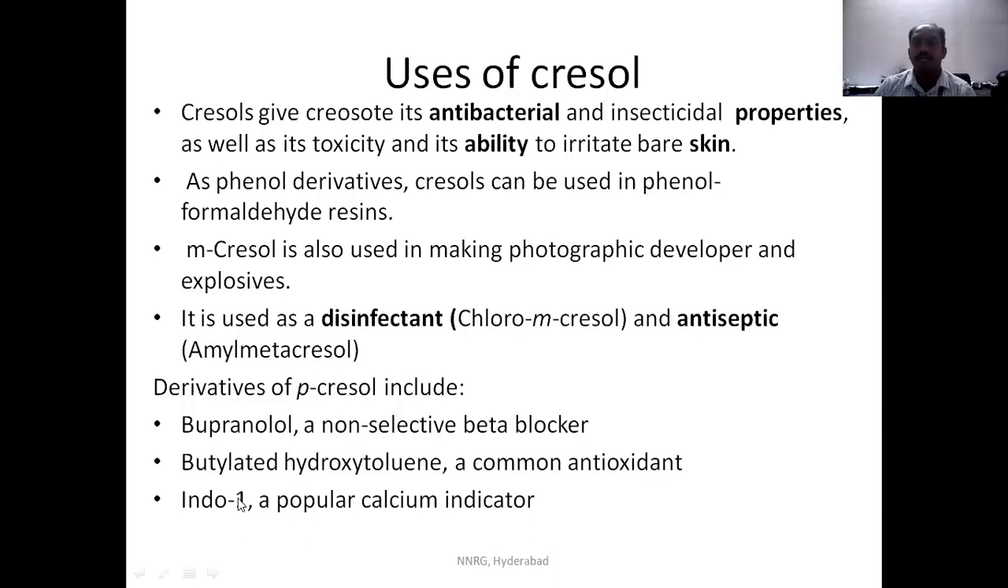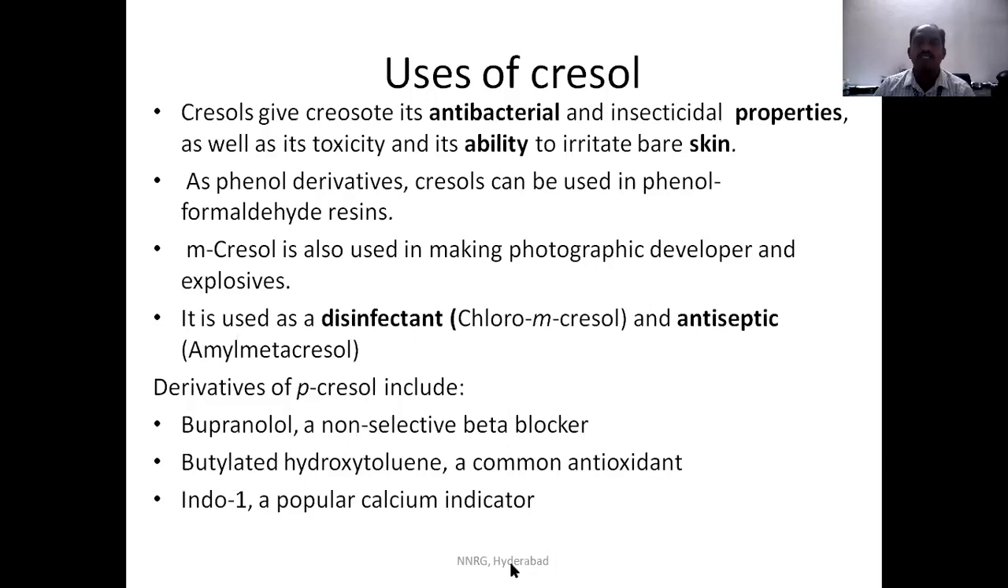And there are some drugs which contain cresol as a main constituent. The derivatives of paracresol include buprenorphine. Buprenorphine is a non-selective beta blocker which is used in the treatment of hypertension. Butylated hydroxytoluene (BHT) is a common antioxidant alternative to ascorbic acid. So these come from cresol. And Indo-1 is a popular calcium channel blocker. These are coming from cresol.